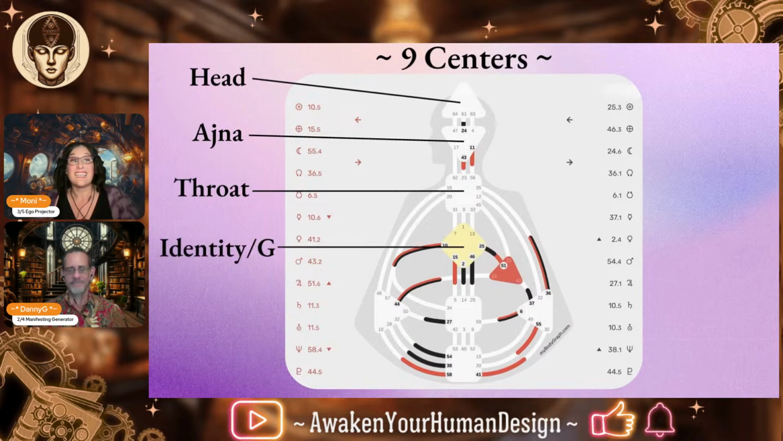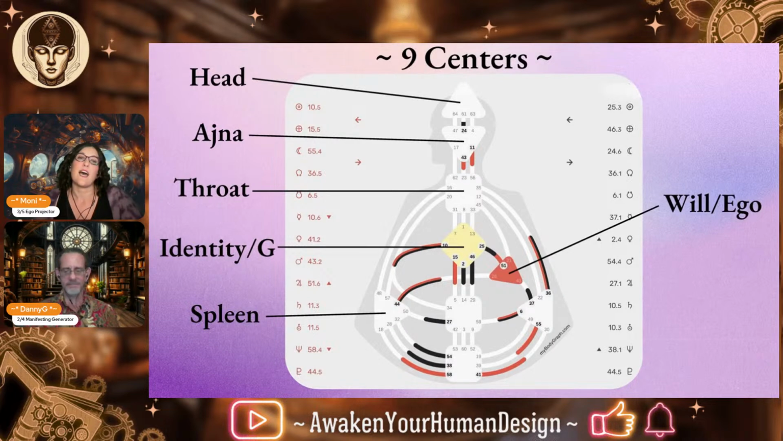Then we have the identity, also called the G center, and that's the yellow diamond right in the center, and that's about love and direction. Then we have the spleen, which is the white triangle on the left side. This is about health and wellness and timing. And then we have the will, also called the ego or the heart center. That's the red triangle, and that's about worth and the will and self-worth, and putting your heart into the world.